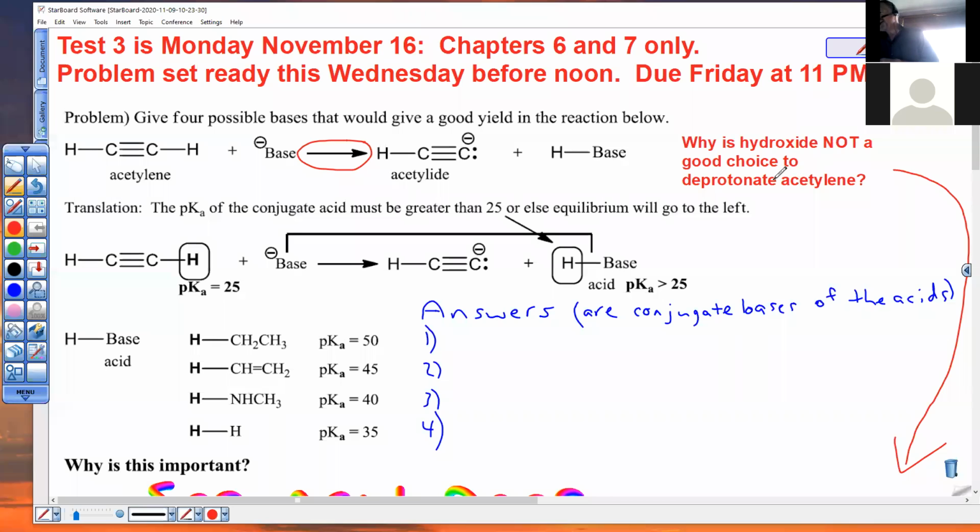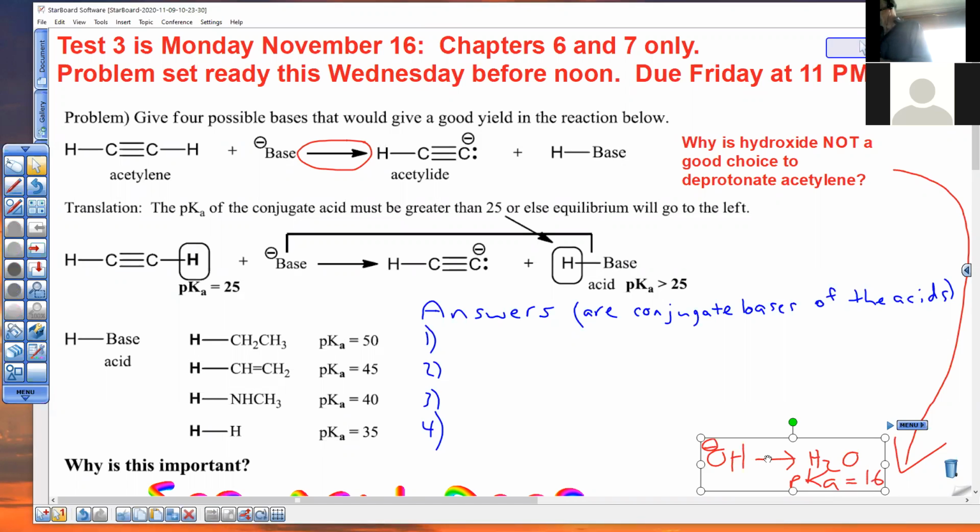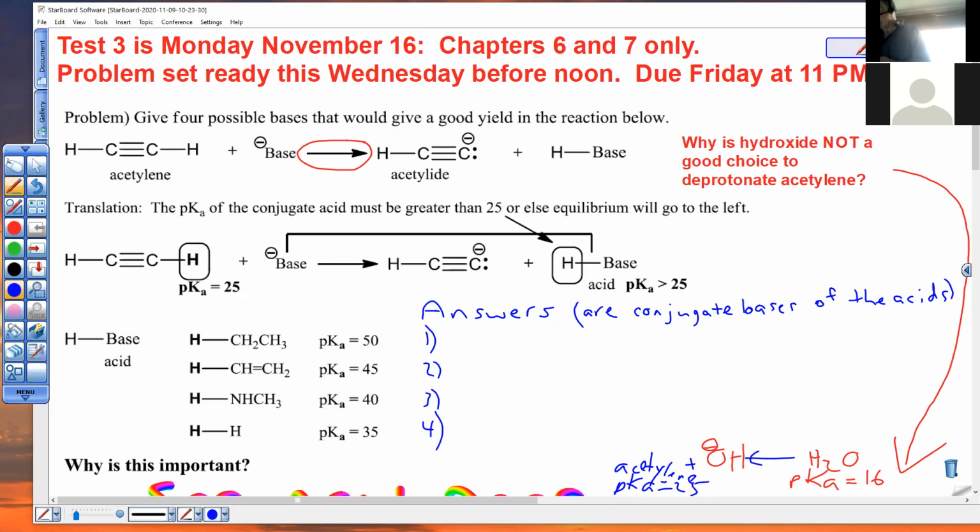Why is hydroxide not a good choice? Because hydroxide becomes H2O, pKa 16. And that means this arrow, I can't rotate the arrow. That arrow doesn't go the right direction. We go away from the smaller number towards acetylene, which has a pKa of a larger number, 25. So please don't be using hydroxide to try to take the H off of acetylene.